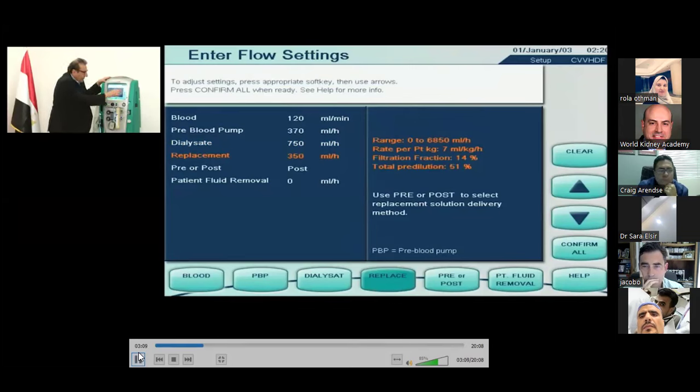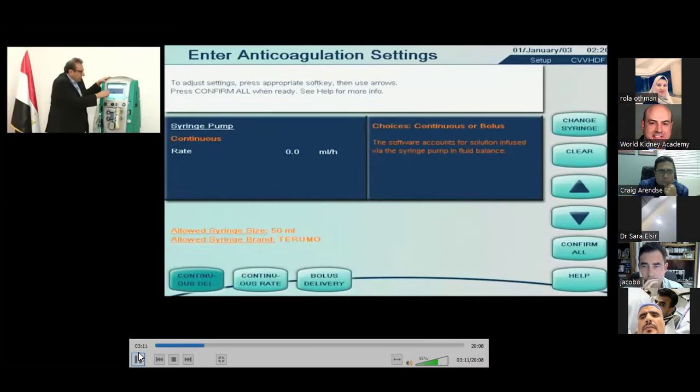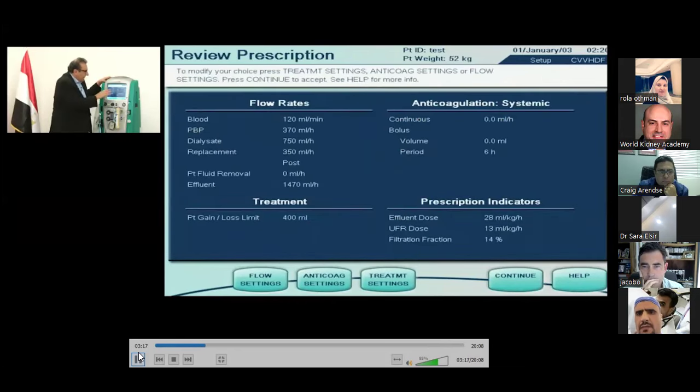Of course, confirming what parameters, we also look at heparin. We agreed, zero heparin prescription. Of course, confirming that, this is how the CRRT prescription looked like on the main screen. Blood pump 120, pre-dilution 370, 750 dialysate, 350 post. Total dialysis dose, you can see, was 30 ml per kg, and filtration fraction is 14%.